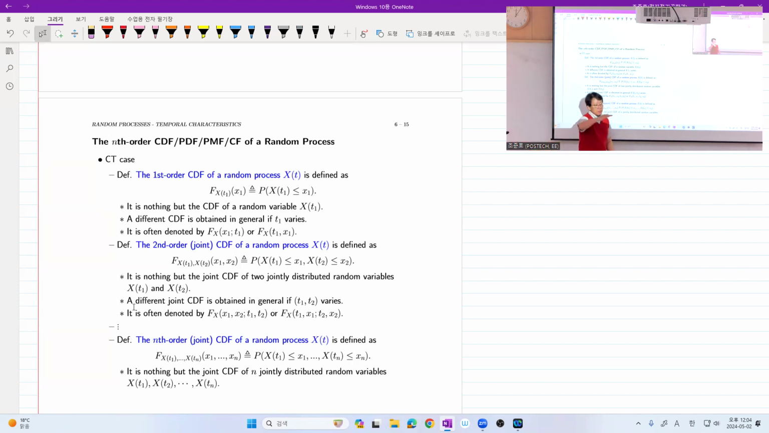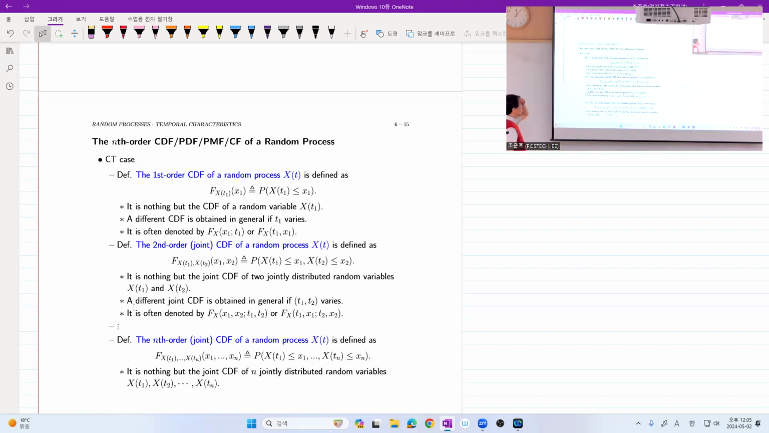Now, let's move to the second step of Kolmogorov's theorem, capital N equals 2. You choose t1 and t2, and then you take two random variables, capital X of t1 and capital X of t2. Put them together, and you have a two-dimensional random vector, a random vector of length 2. The joint CDF of that random vector is the second-order CDF of the random process for times t1, t2. You have two time indices separated by a comma in the subscript and two free variables x1 and x2 as the arguments. Its definition is simply the two-dimensional CDF, and of course there are different notations like that and like that.